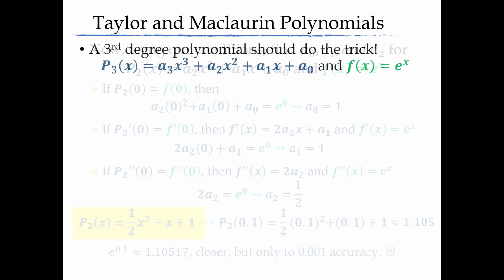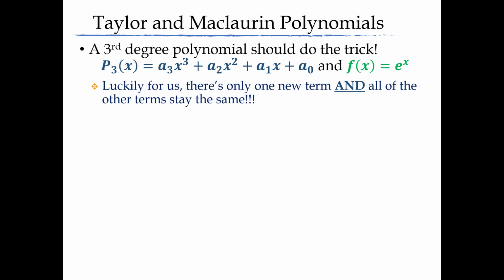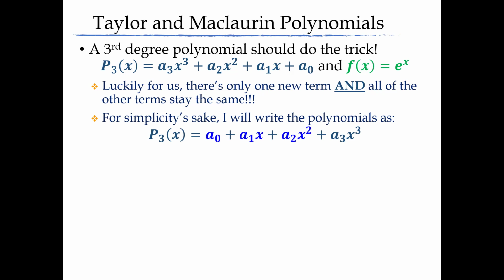So what do we do? We try a third degree polynomial. We're going to use the exact same process, except now we're going to use a cubic function, because you should know cubic functions grow a lot faster than quadratic functions, and exponential functions grow a lot faster than polynomials. And so we want to get a polynomial that's going to grow as similarly as possible to an exponential function to 0.0001 accuracy. Luckily for us, there's only one new term, and all the other terms stay the same. So for the sake of simplicity, I'm going to rewrite the polynomial as this. So I'm going to write it somewhat backwards.